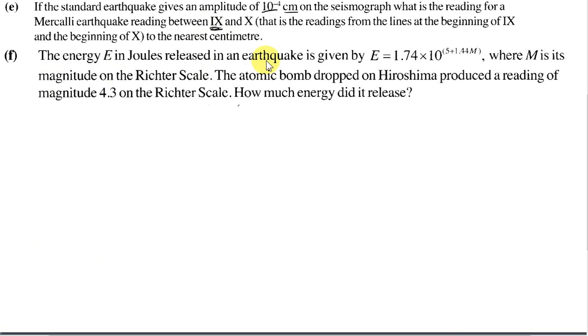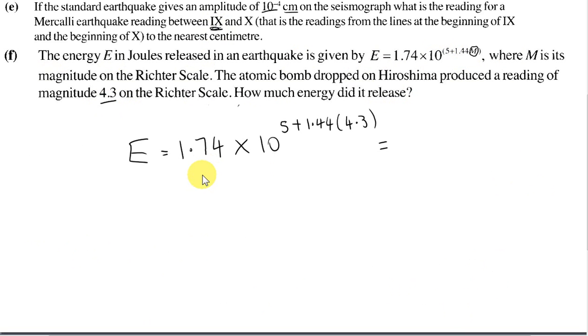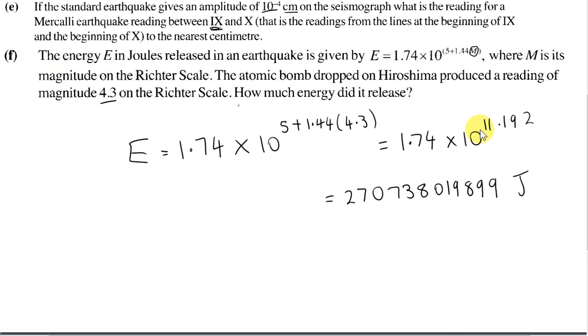The energy E in joules released in an earthquake is given by E equals 1.74 times 10 to the power of 5 plus 1.44 m, where m is its magnitude on the Richter scale. The atomic bomb dropped in Hiroshima produced a reading of magnitude 4.3 on the Richter scale. How much energy did it release? So all we have to do here is plug in 4.3 for m. Just calculate this. Now I've rounded this number to the nearest integer. We get 270,738,000,019,899 joules.